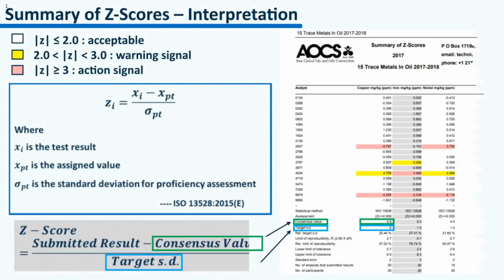The z-score is calculated by taking the difference of the test result and the assigned value, and dividing that difference by the standard deviation. In the report, the assigned value is the consensus value. The standard deviation is the target standard deviation. Both values are determined according to ISO 13528.